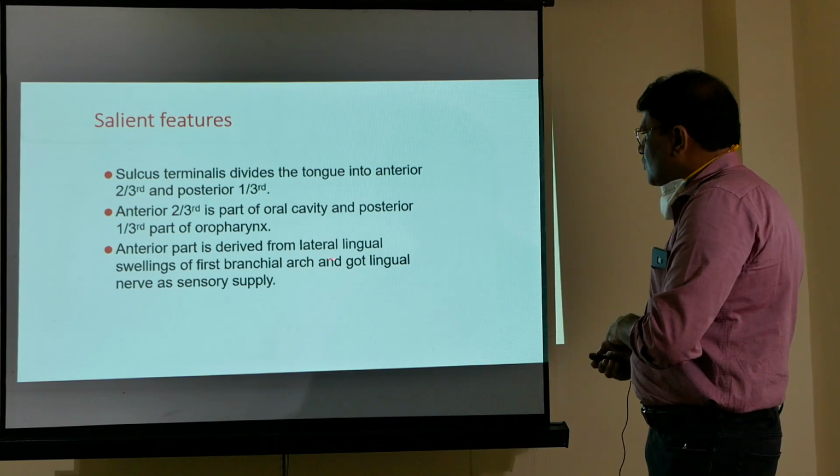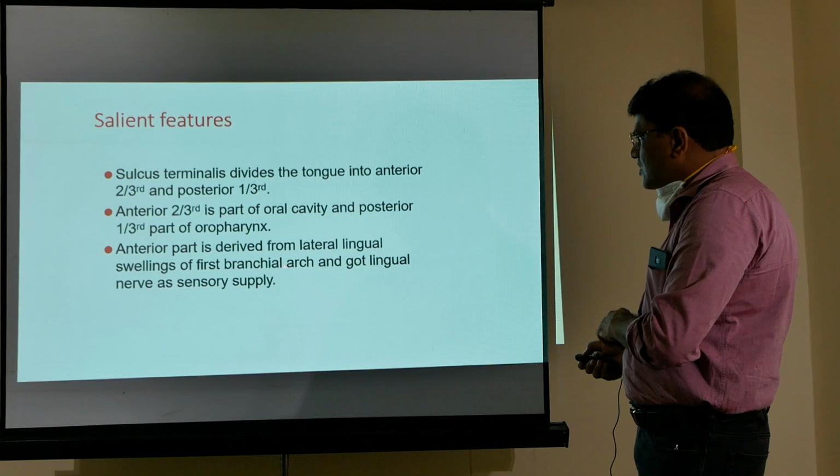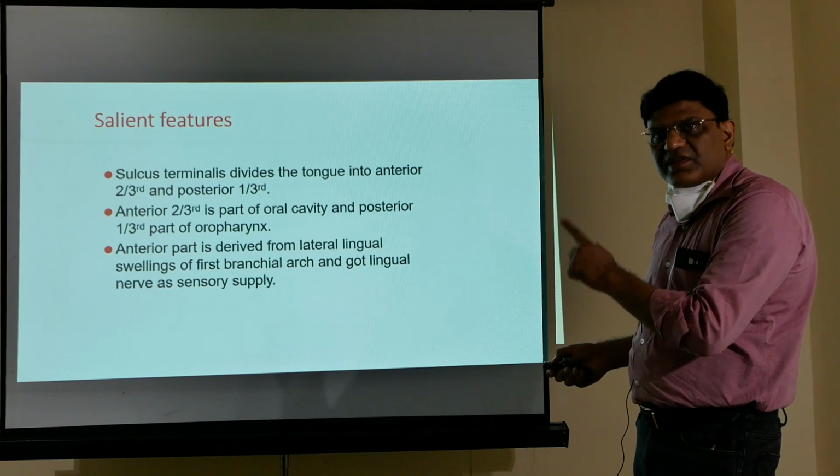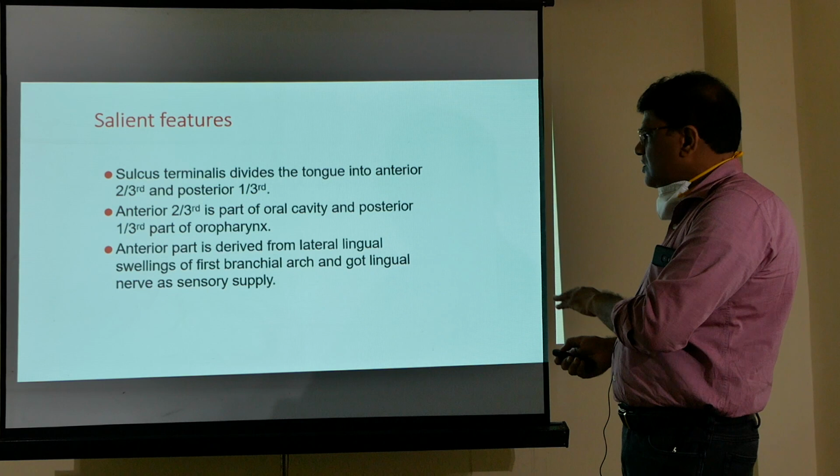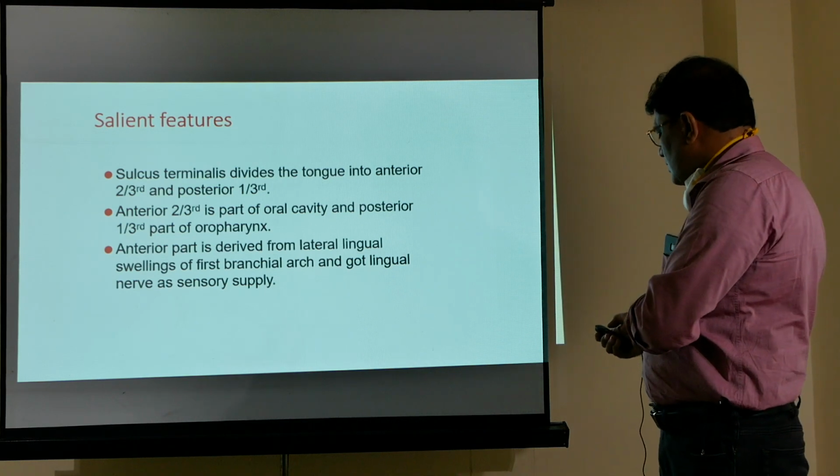The anterior part is derived from the lateral lingual swellings of the first branchial arch and has the lingual nerve as its sensory supply, which means the sensations come and go through the lingual nerve.